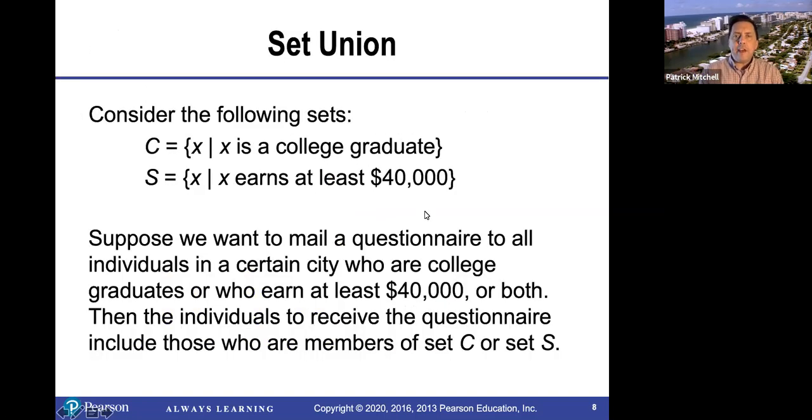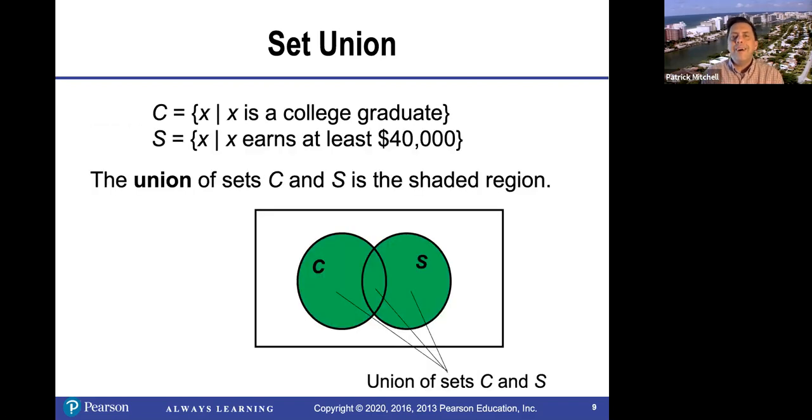And that brings us to the union of two sets. So consider the same sets. And suppose now we wanted to mail a questionnaire to all individuals in a certain city who are college graduates or who earn at least $40,000 or both. Then the individuals to receive the questionnaire include those who are members of set C or set S. All right, and that's called the union of these two sets.